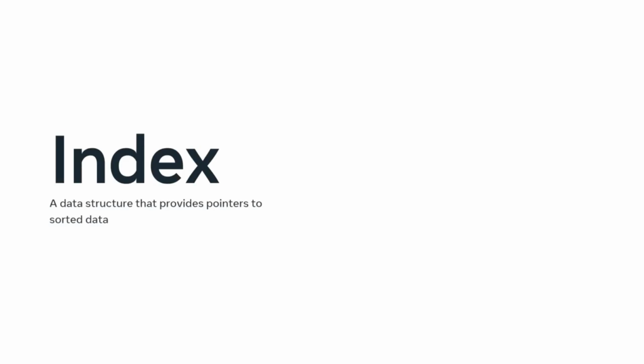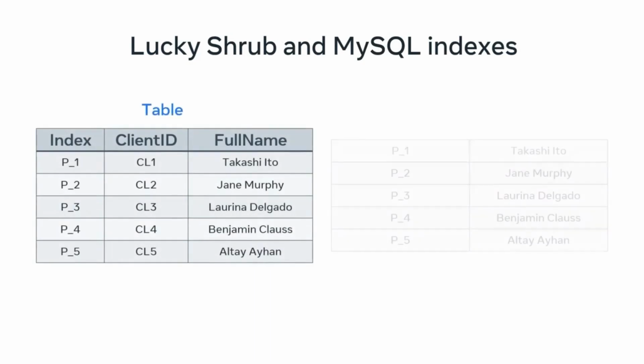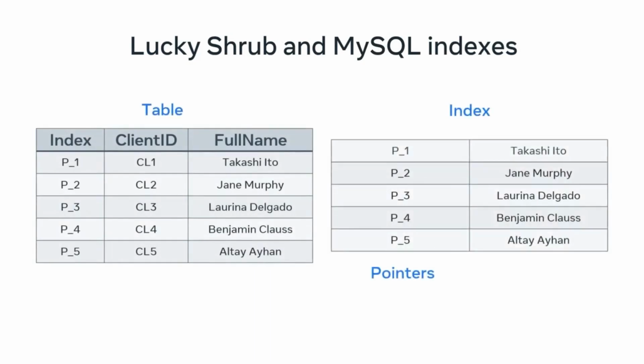An index is a data structure that helps to maintain pointers that lead to sorted data. Although you can't see an index within a database, it's still helpful to visualize it as a table that contains two columns, one for pointers and another for sorted data. For example, Lucky Shrub can use an index that lists pointers in one column and the full names of clients as sorted data in a second column.